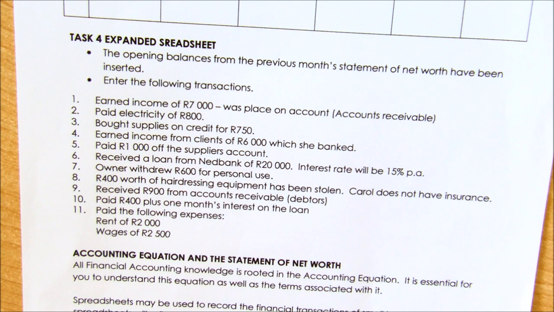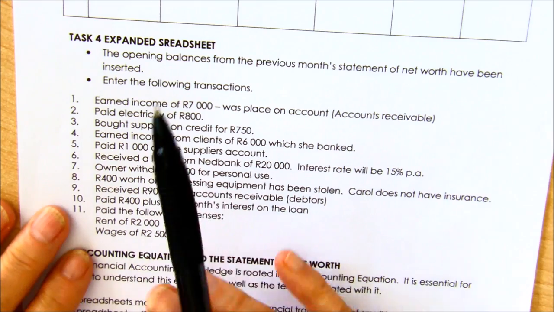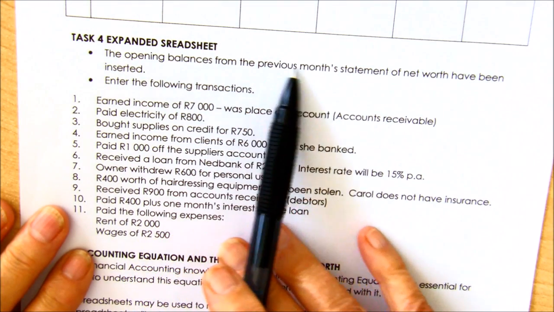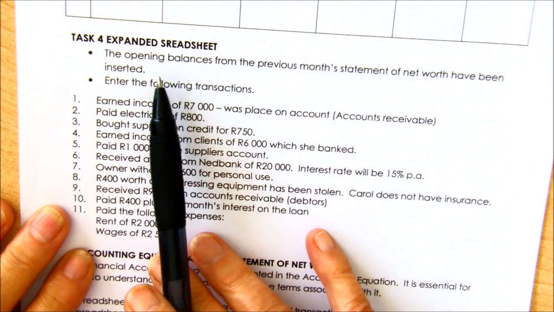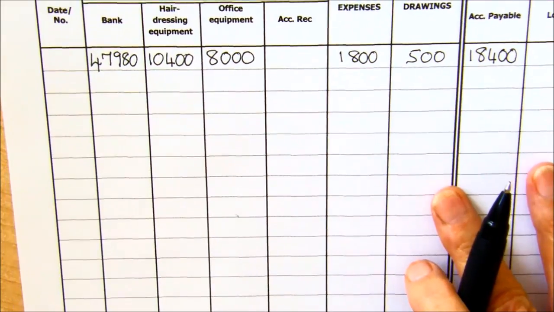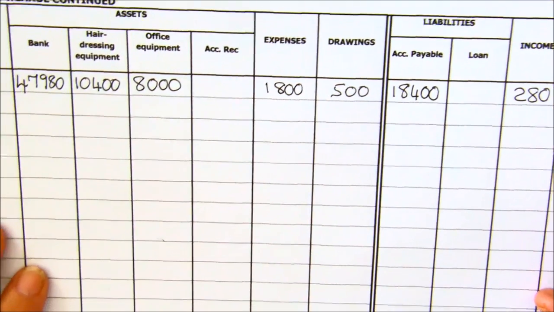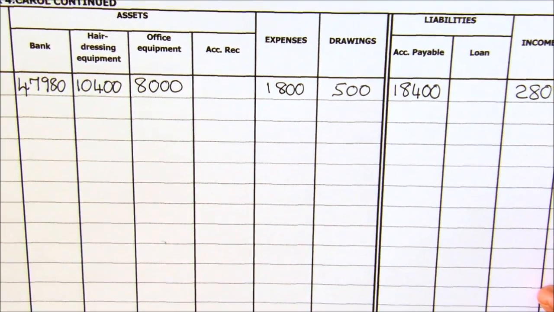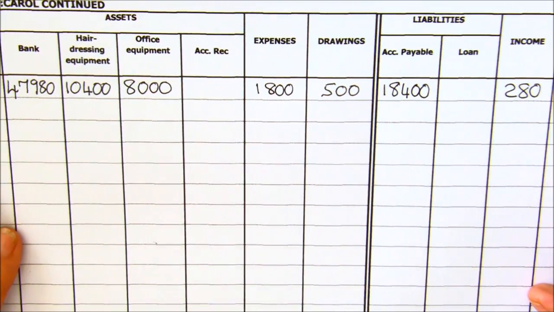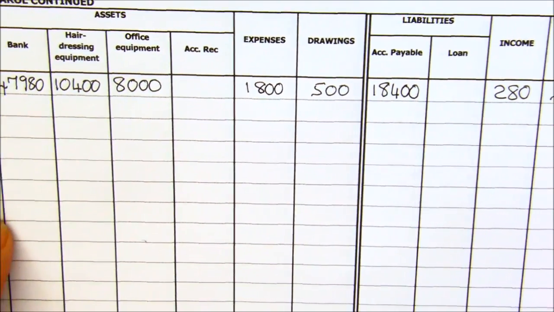Right, learners, so let's carry on now with task 4 using this expanded accounting equation like we've just looked at in the previous video. The first thing they do say to you is the opening balances from the previous months of net worth have to be brought in. So if you look on your actual spreadsheet, and I'm assuming, learners, that you actually have copied this off the web if you haven't actually got the training material in front of you.